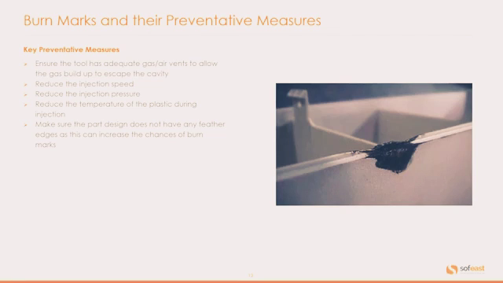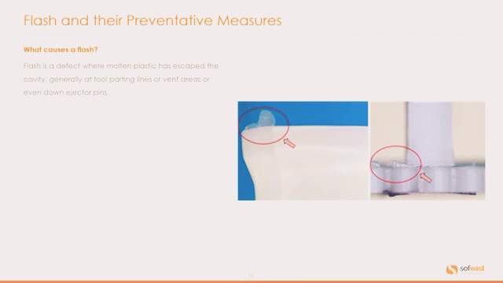Reduce the injection speed. Reduce the injection pressure. Reduce the temperature of the plastic during injection. And make sure the part design does not have any feather edges, as this can increase the chance of burn marks. A very common problem on plastic molded parts is flash.